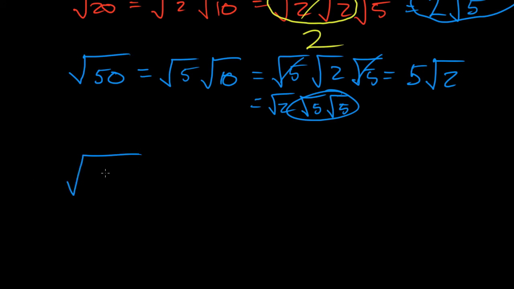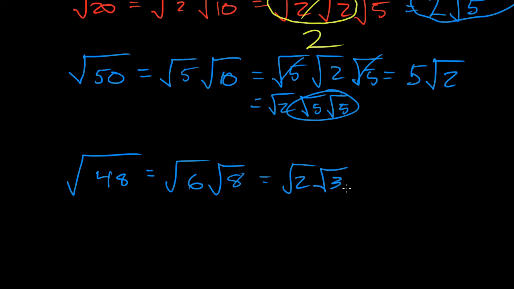Now I'm going to try to find the square root of 48 and simplify it. I know that 48 is 6 times 8, and I know that 6 is 2 times 3, and 8 is 2 times 4. 4 is really just 2 times 2. So I think when I factor 48, I get 2, 3, 2, 2, 2. And I'm going to just check really quick. 2 times 3 is 6, times 2 is 12, times 2 is 24, times 2 is 48.